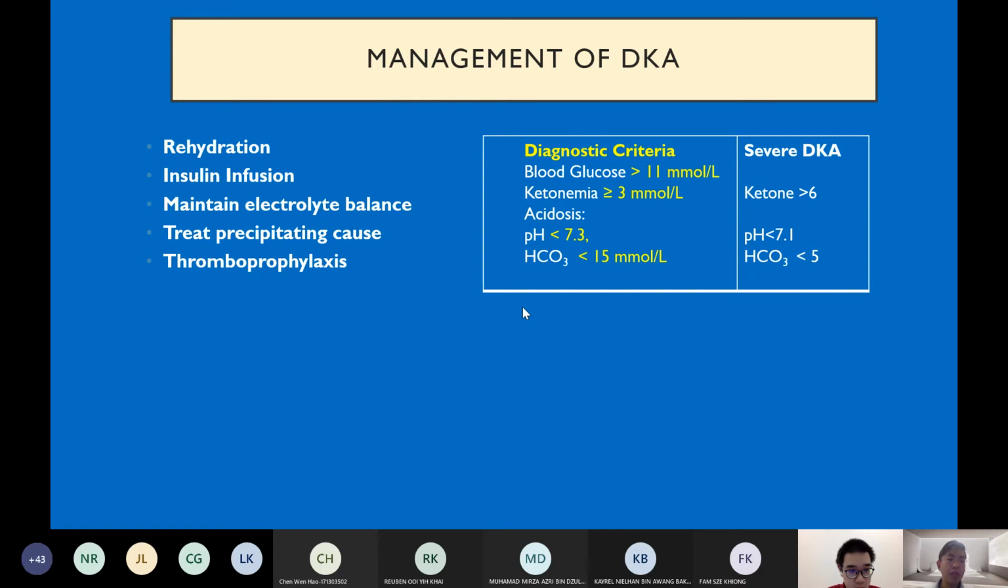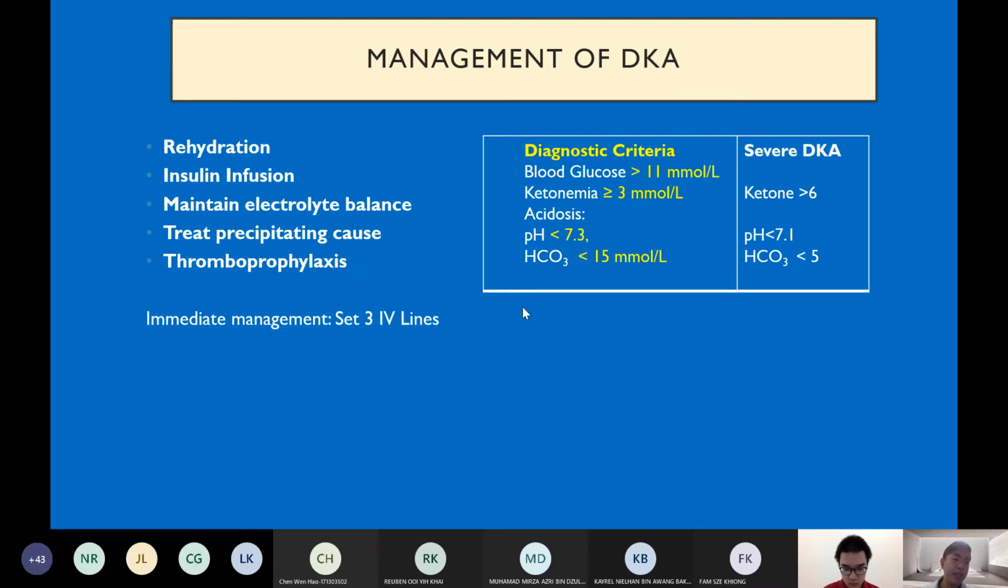Step number 2, you need to make sure that you get an insulin infusion as soon as possible, and need to maintain electrolyte balance, because if you're giving insulin, you may drive down their potassium. And you always need to remember to treat the precipitating cause, be it an infection, a myocardial infarction, a stroke, or whatnot. And never forget thromboprophylaxis if there is no contraindication.